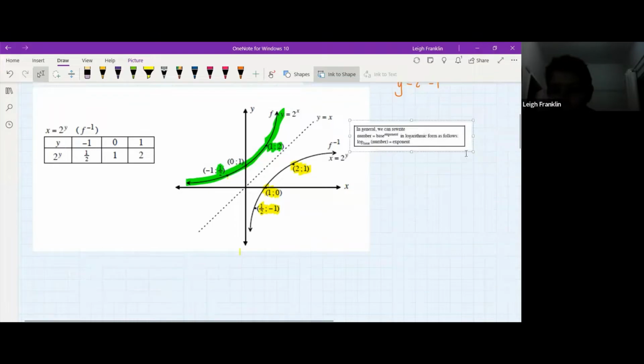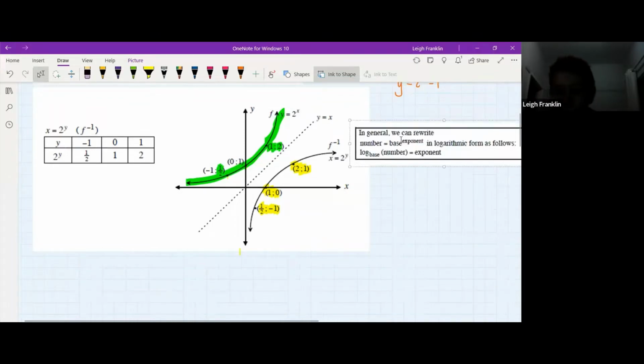It's important to note that if we want to write something in logarithmic form, I was just putting that there for you as well, we can write number equals base exponent in the logarithmic form as follows: log base number equals exponent. So that's what I was doing up at the top there, except that I made that the subject of the formula.